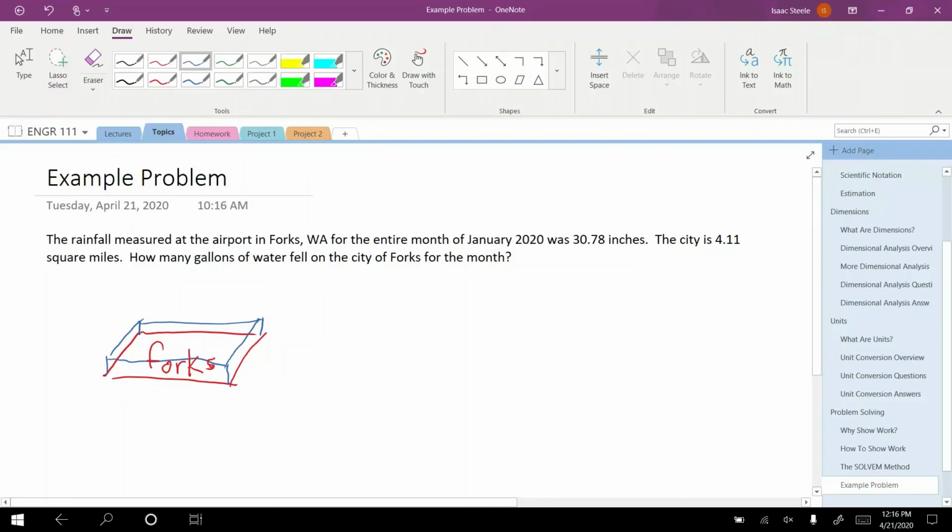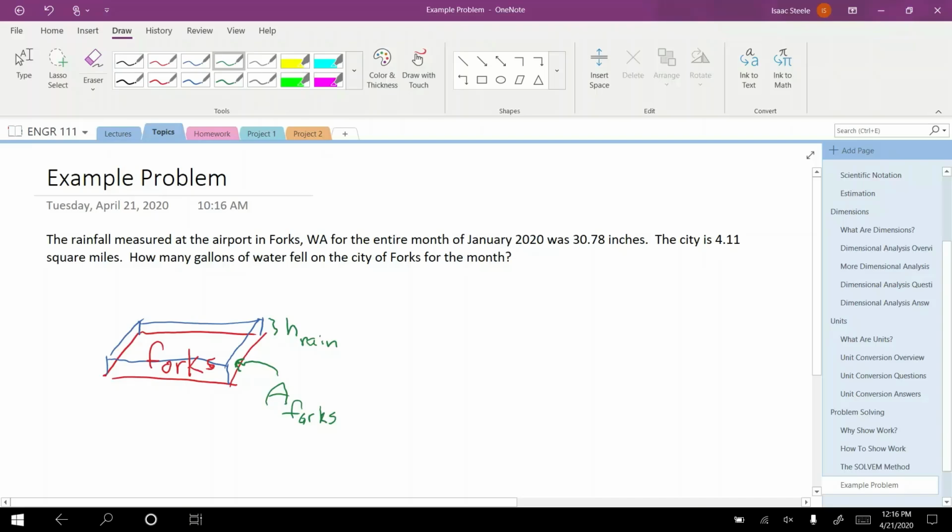Now I want to make sure that this is somewhat meaningful. I have a decent picture here, but I want to make sure that I label a few things. And so I'm going to say that this here is the area of Forks. And I'm going to say that this is the height of the rain.